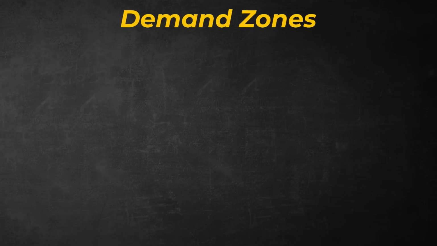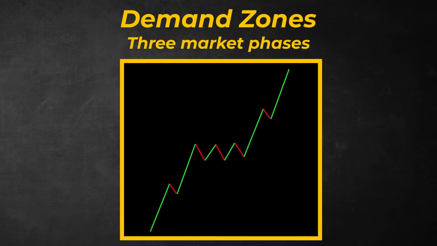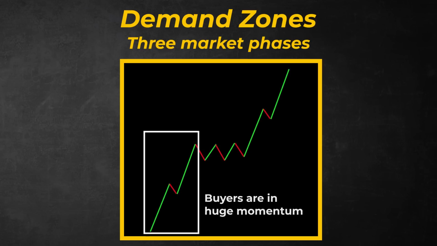In the demand zone, there are three market phases. The market structure of a demand zone looks like this. Here, the first phase is an impulsive move in the bullish direction, which represents the huge momentum of buyers. This phase is called rally. So in the first phase, the buyer controls the market.